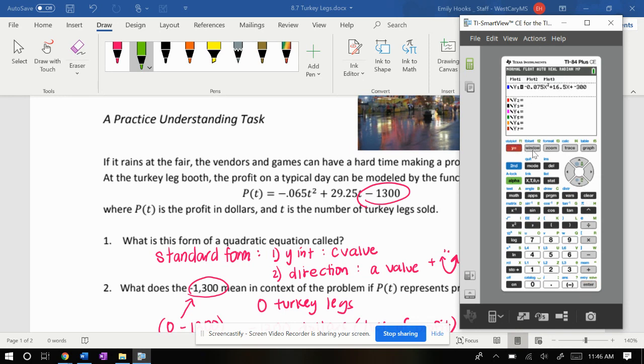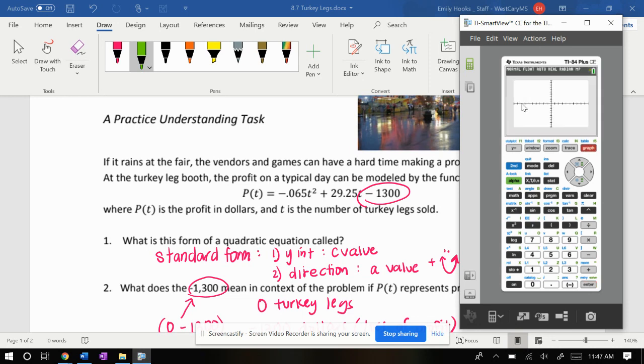Okay, so now that's in my y equals, and then I'm going to scroll down this time, and I'm going to put my other equation, the negative 0.065 x squared plus 29.25 x minus 1300. Again, this calculator is free and downloadable. You can always use Desmos as well, but I would suggest also doing this so that you get used to using the calculator as well.